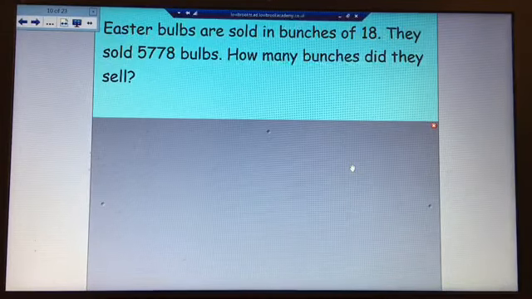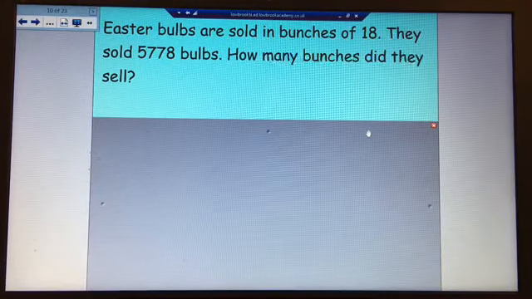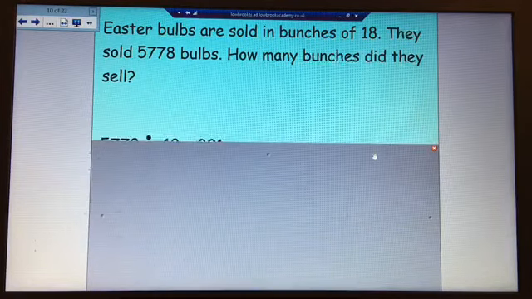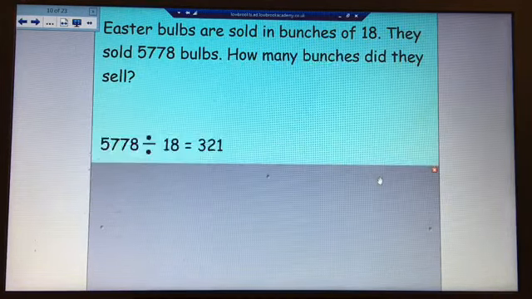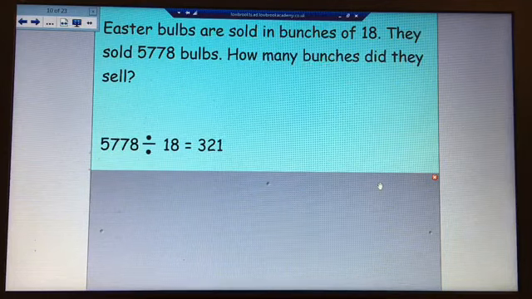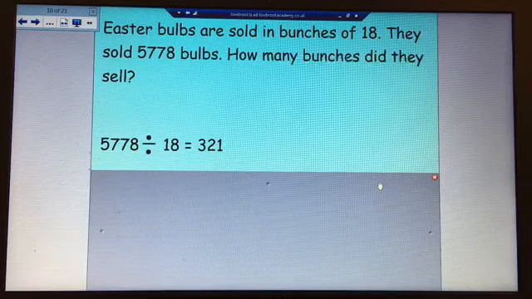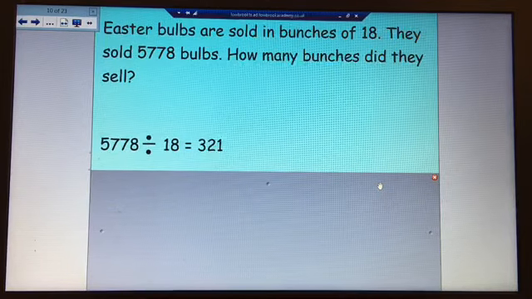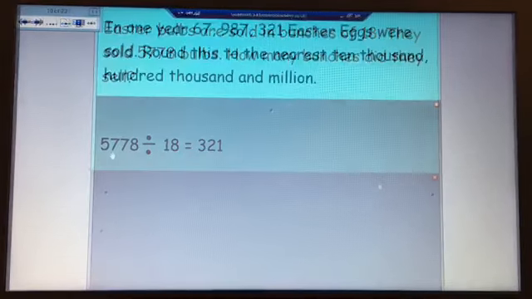So hopefully you've worked out it's a division, and you need to do 5,778 divided by 18. So I'd use the bus stop method. I'm not going to go through that all now. You have a look at my previous video if you know how to do that. But 5,778 divided by 18 equals 321.